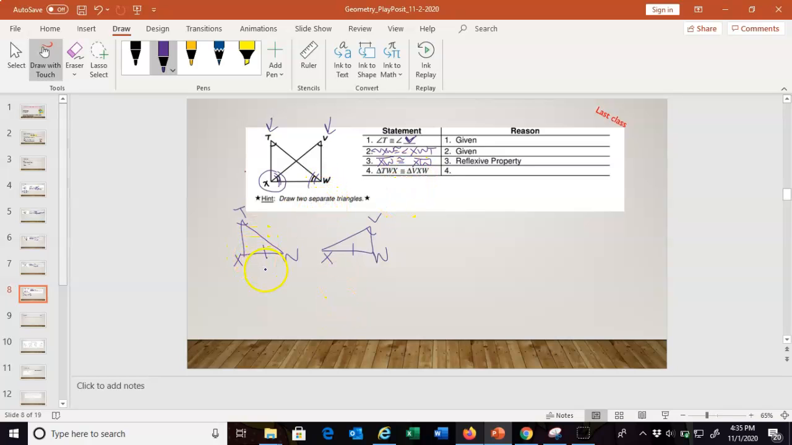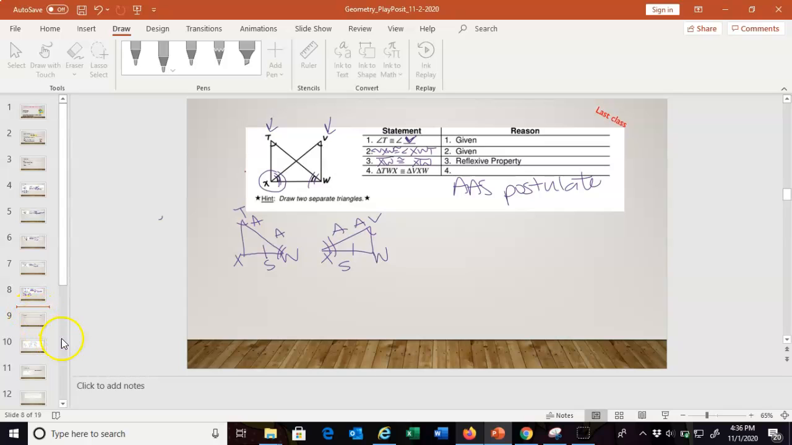Let me mark the other angle to help us. There we go. So now what do we have marked? We have angle, angle, side. Angle, angle, side. It's the angle, angle, side postulate. This one was hard, you guys. What did you think? I'd like to hear.